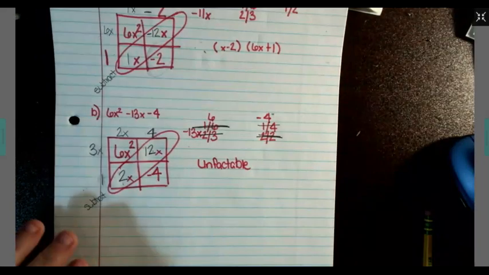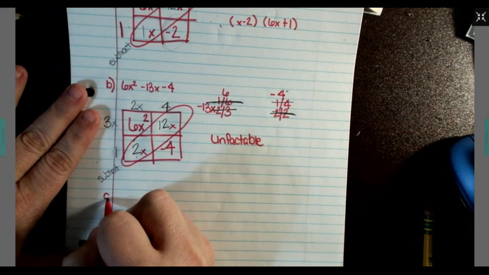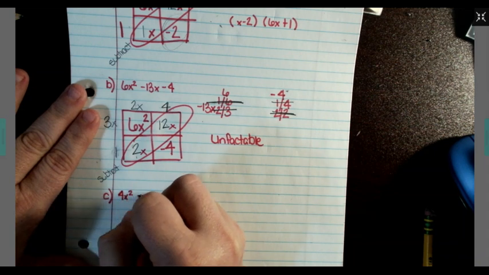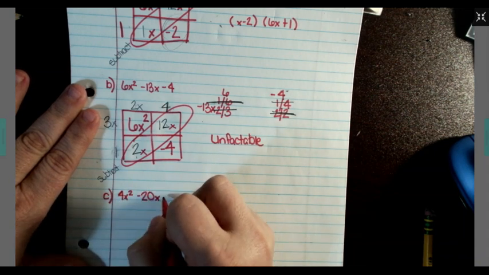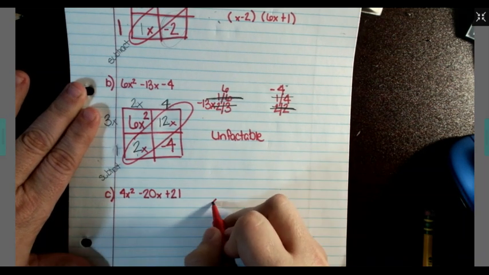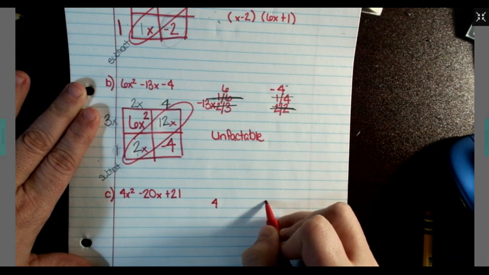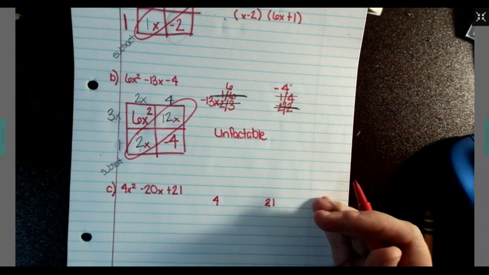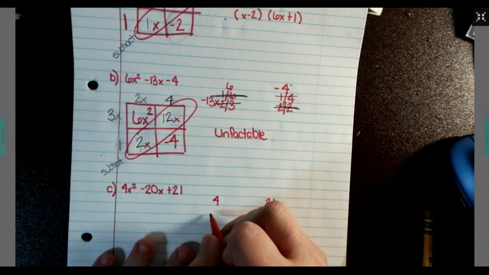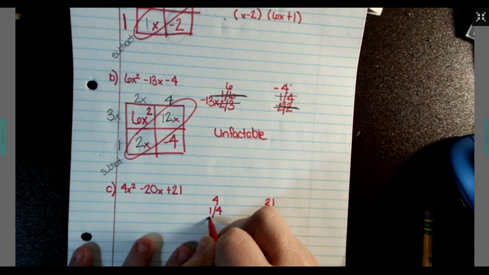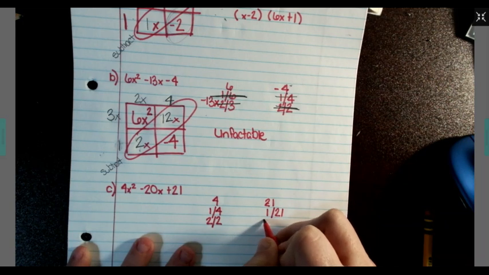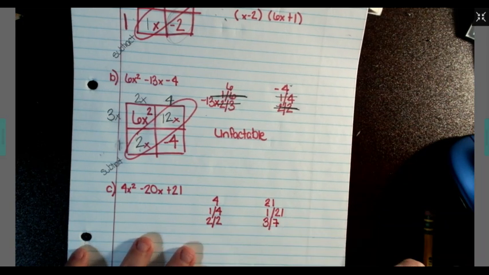All right, let's look at C. C is 4x squared minus 20x plus 21. So I need factors of 4, factors of 21. So this is going to be 1 and 4 or 2 and 2. This is going to be 1 and 21 or 3 and 7.